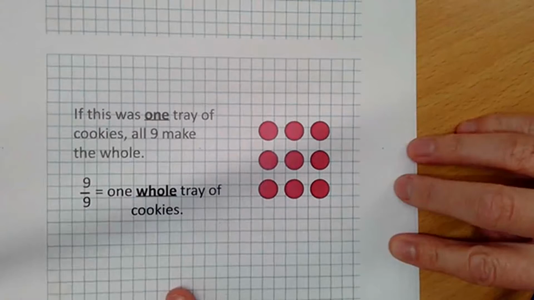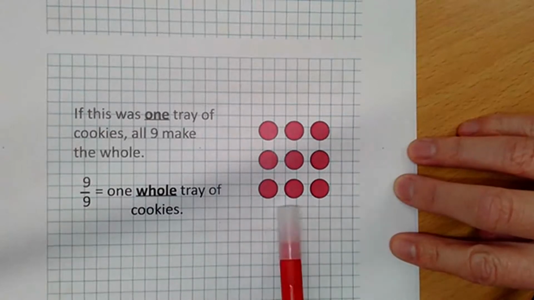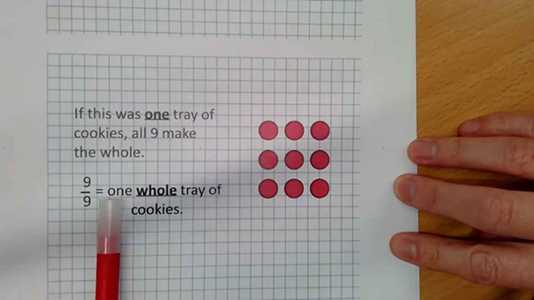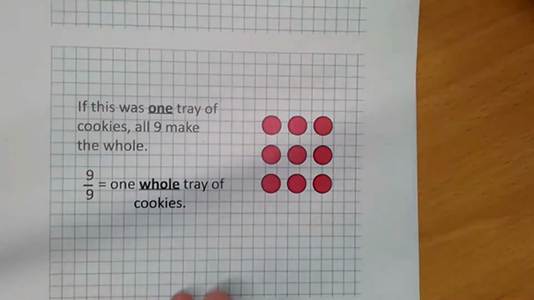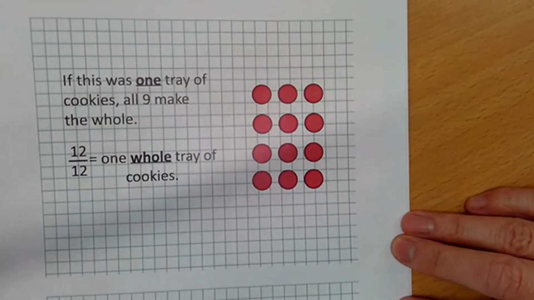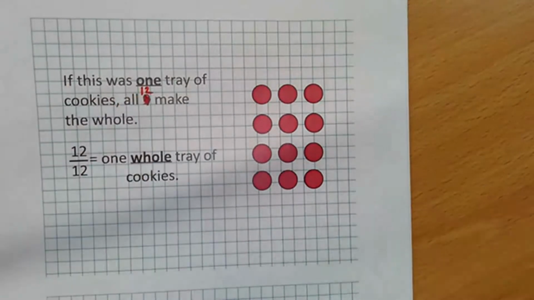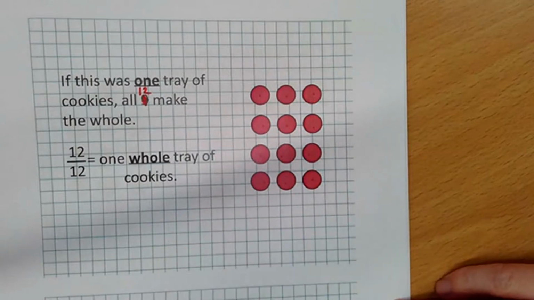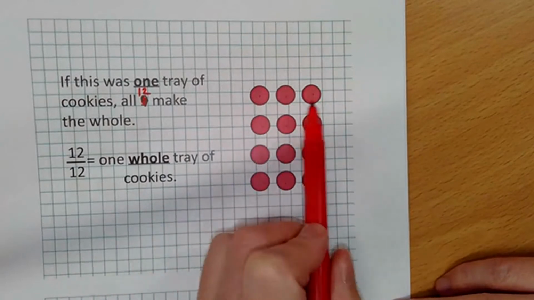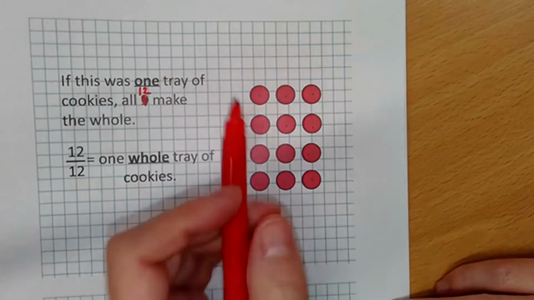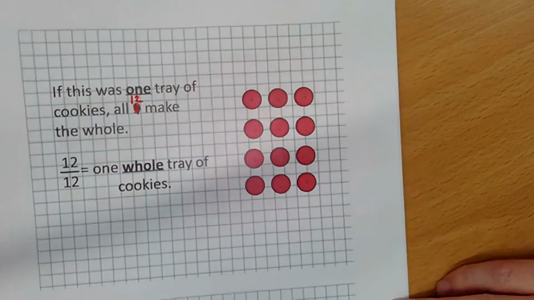If we take a look at this one, if this was 1 tray of cookies, all of the 9 would make the whole. 1, 2, 3, 4, 5, 6, 7, 8, 9. So 9/9 equals 1 whole tray of cookies. Now, if this was 1 tray, oh dear, it's not 9. We have 1, 2, 3, 4, 5, 6, 7, 8, 9, 10, 11, 12. The whole would be made up of 12 cookies. So we would write 12/12, and we know that 12/12 equals 1. Good, 1 whole, 1 tray. There are 12 equal parts, 12 cookies.